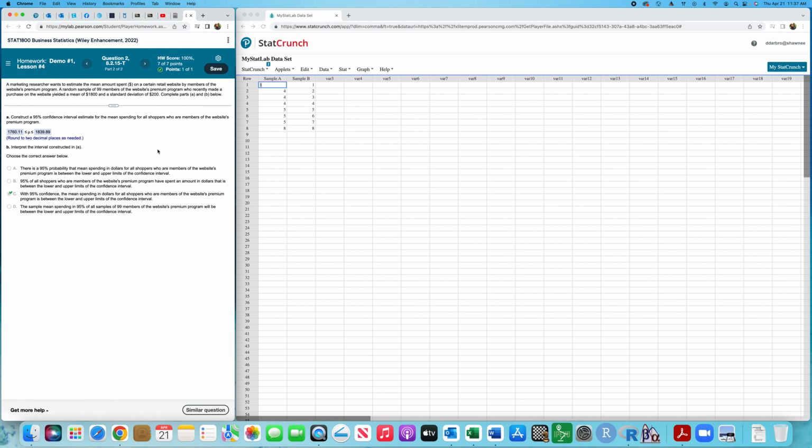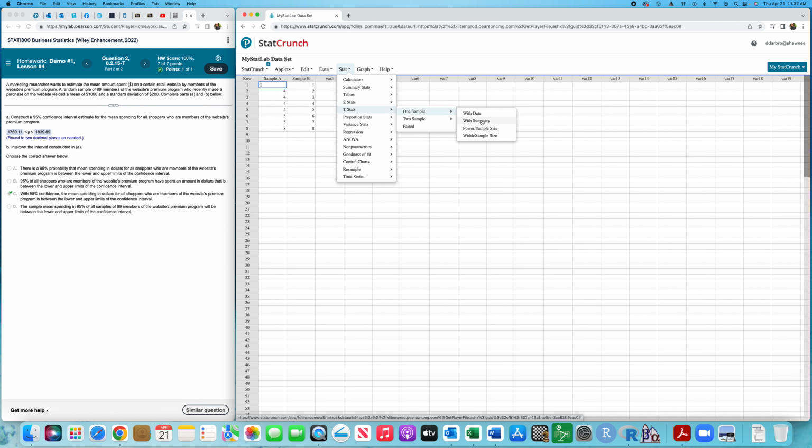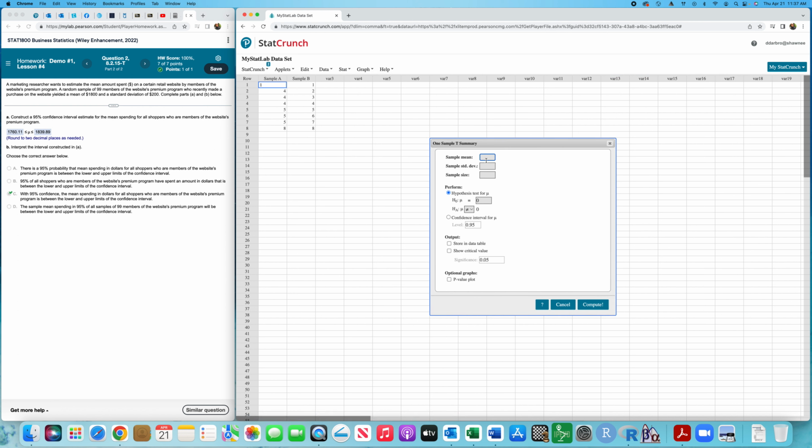The next question pertains to calculating a 95% confidence interval. So I'm just going to keep this up and just go to Stat, T Stats, One Sample. But this time we're going to run with summary because we don't have our 99, I believe it is, 99 members of a website. Yeah, we don't have our 99 scores. We're going to calculate this with the summary measures, the mean and the standard deviation. So the mean here is 1800.